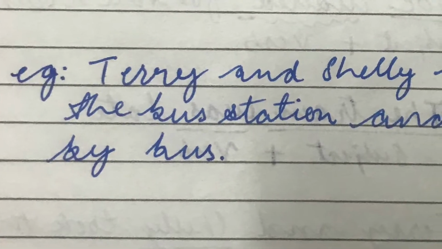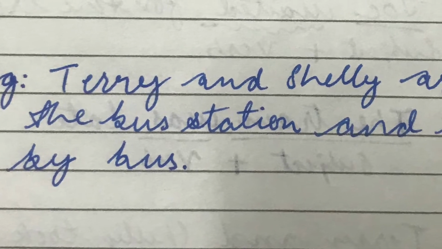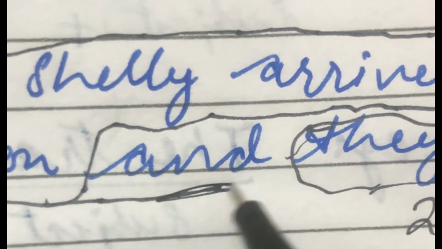Let's look at the second example. Terry and Shelley arrived at the bus station and they left by bus. So in this example, Terry and Shelley arrived at the bus station is the first independent clause, right? And the second, they left by bus, is the second independent clause. Now let us look at the conjunction and. So and is the coordinating conjunction which joins these two independent clauses and makes it a compound sentence.